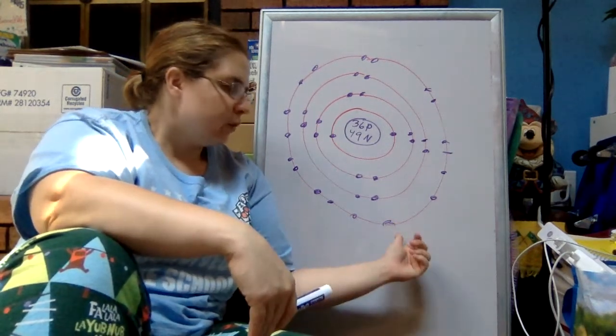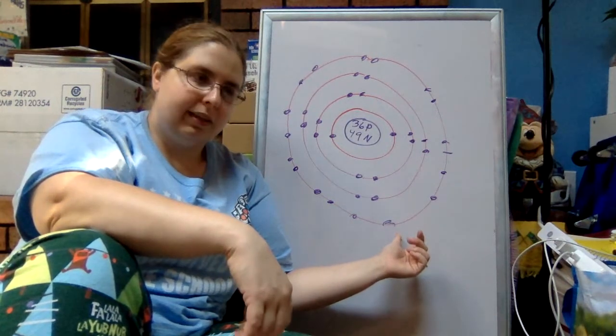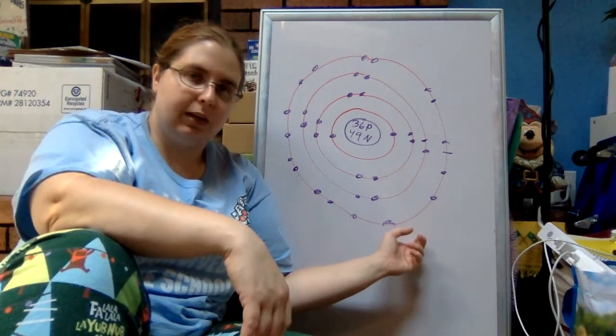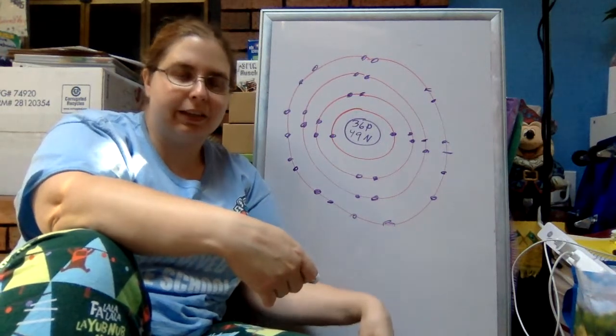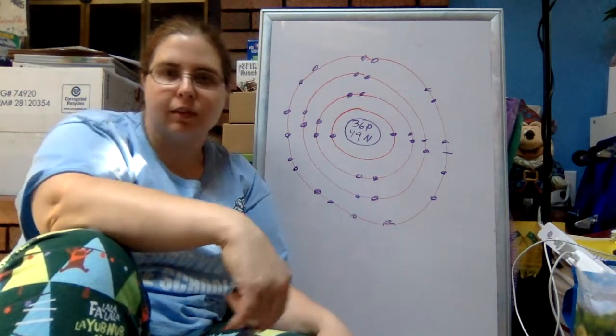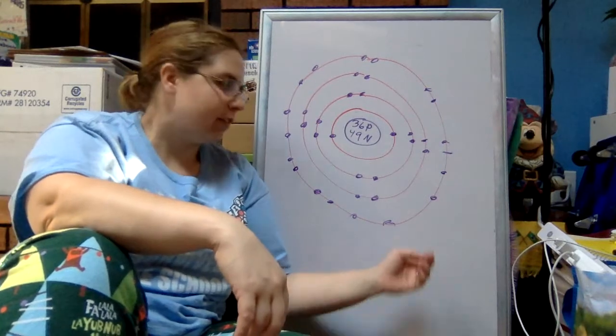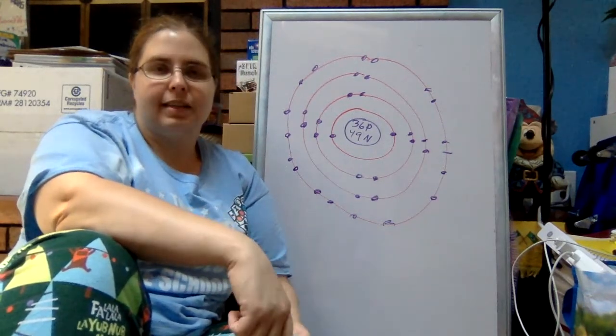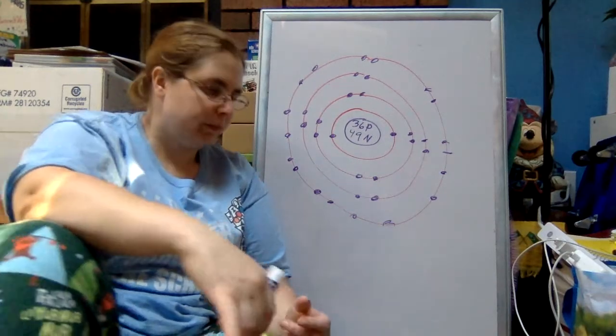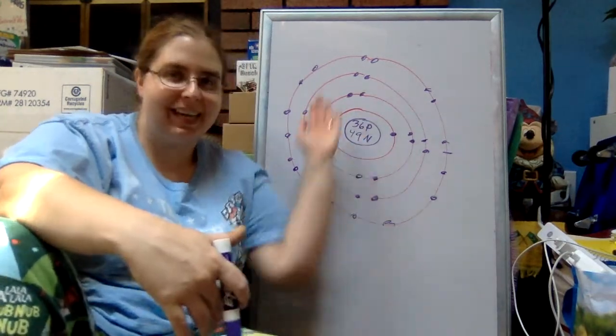Now, since krypton is all the way at the end, it has a full outer shell, which means that it doesn't need to steal any electrons or gain or lose electrons or share electrons in order to get a full outer shell. And that's why the noble gases tend to be more stable, because they're already set.